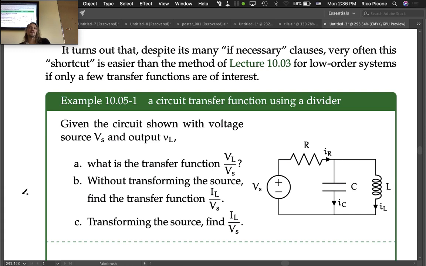Okay, so a circuit transfer function using a divider. Let's do this. Given the circuit shown with voltage source Vs and output VL.